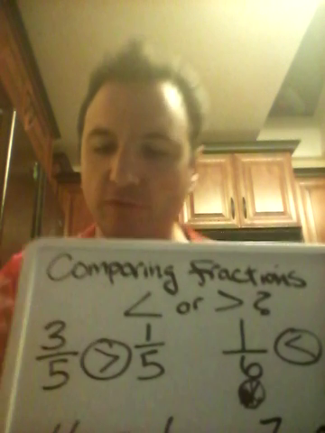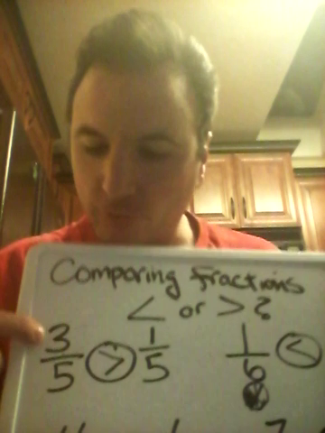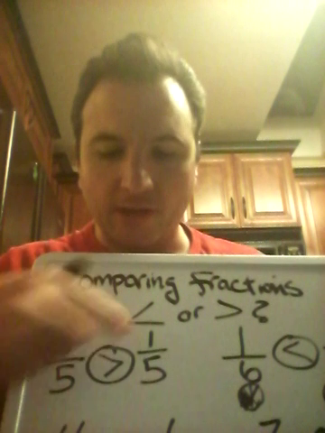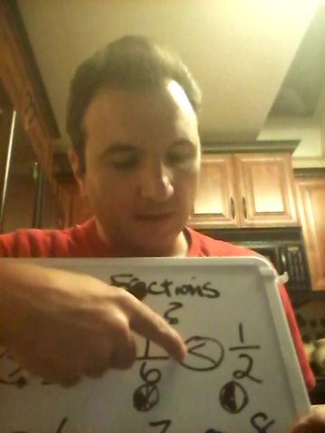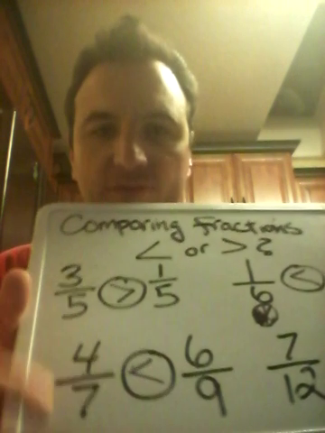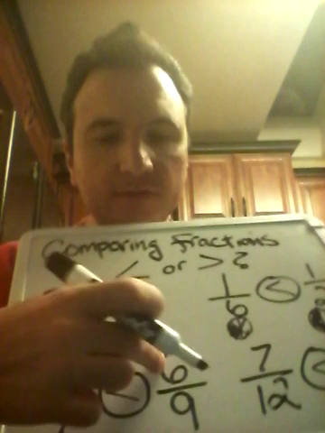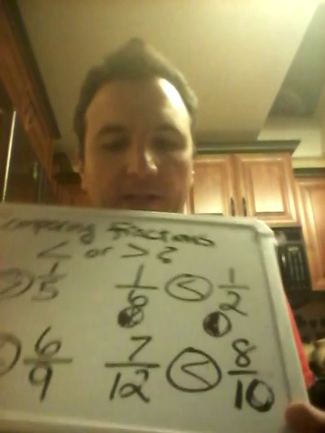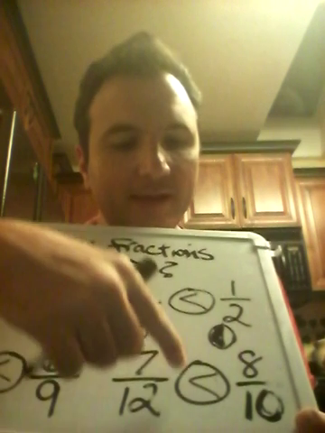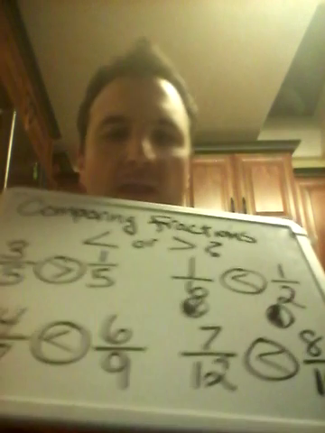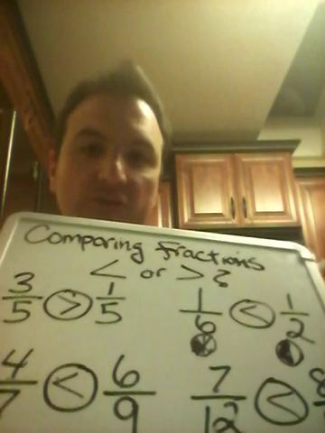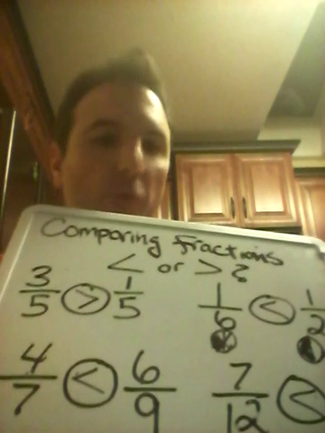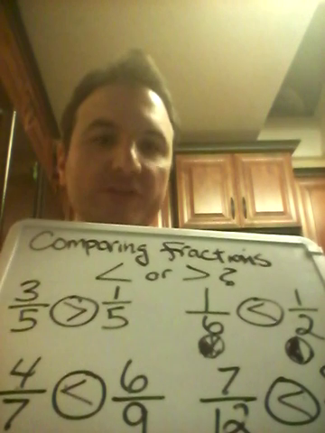Okay? So let's review with these examples. 3/5 is greater than 1/5. 1/6 is less than 1/2. Here, 4/7 is less than 6/9. And finally, 7/12 is less than 8/10. And all different examples with all different ways to do it. But they're all shortcuts, and I hope it makes your life a little easier. Instead of having to deal with cross multiplication, you do it this way visually.